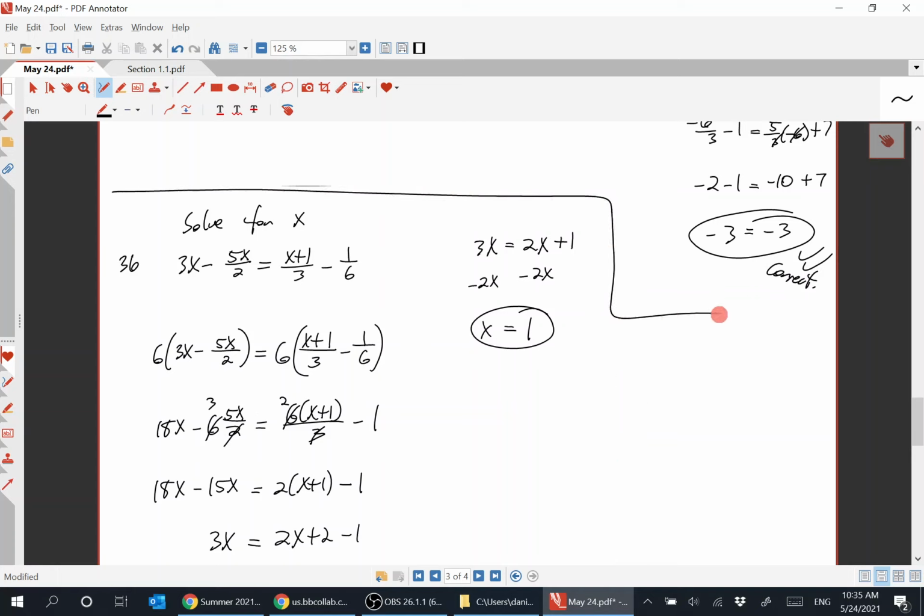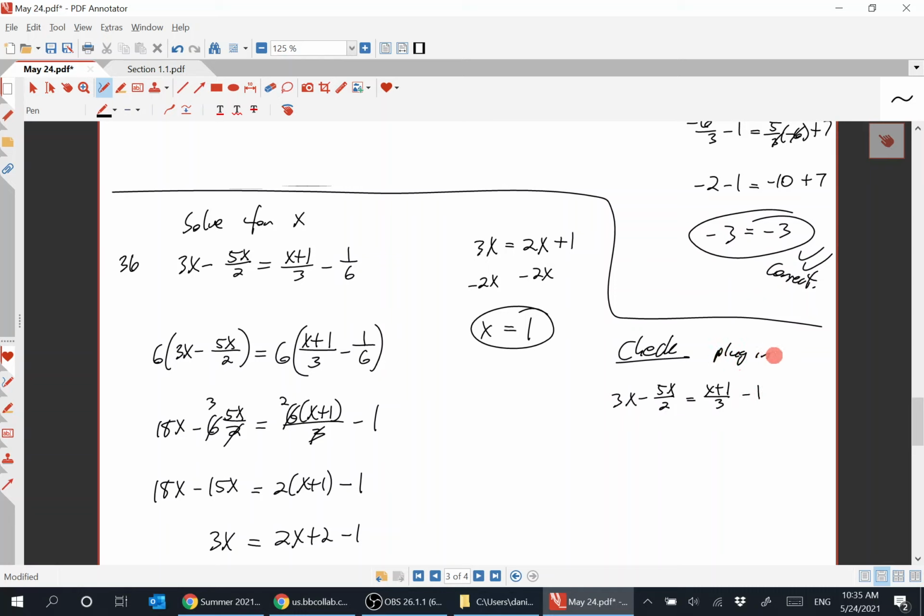Let's check. Take your original equation, and then I'm going to plug in x equal to 1 into the original equation. So this is going to be 3. This is going to be 5/2. This is going to be 2/3. That's minus 1.